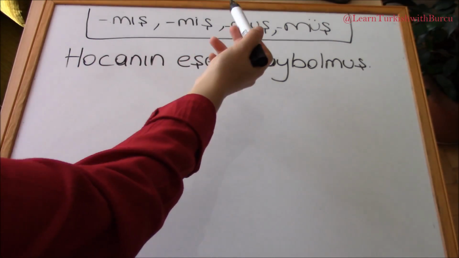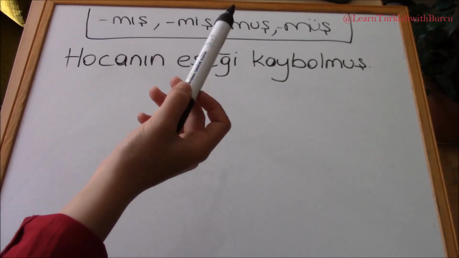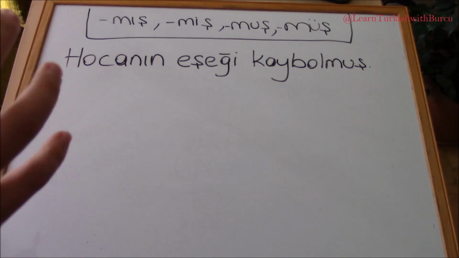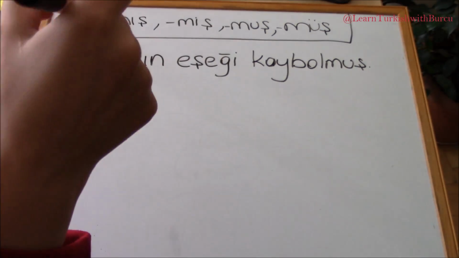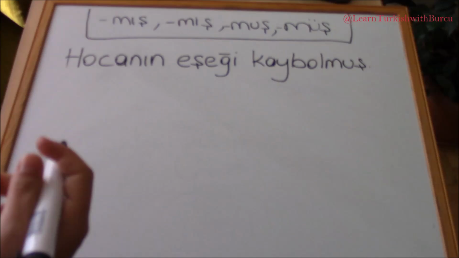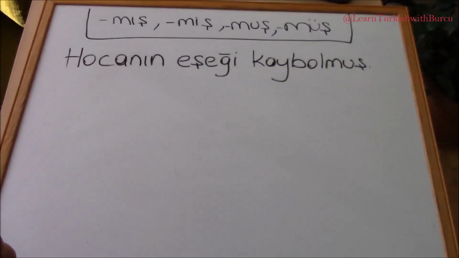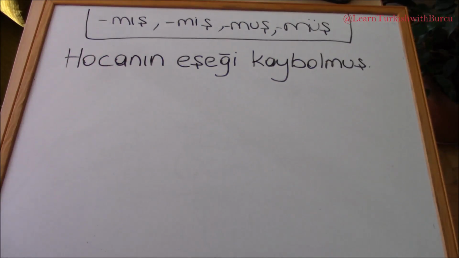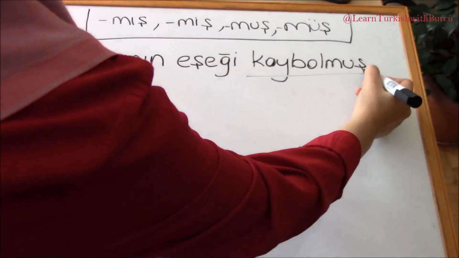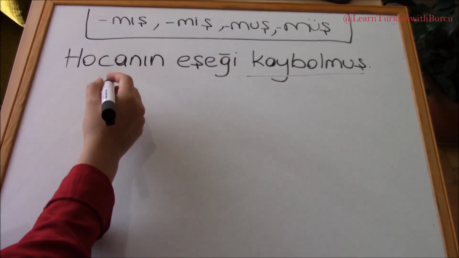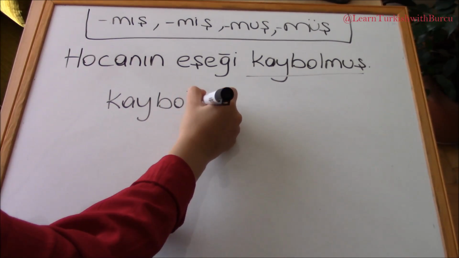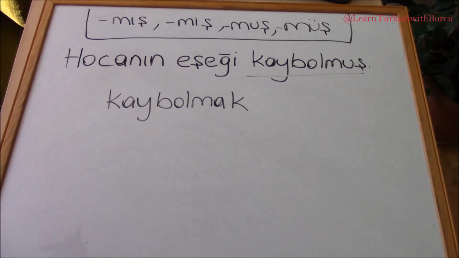These are the different variations of the same suffix actually. Just because of vowel harmony, we will choose one of them while we are adding them to the verb. Okay, you can see them clearly in the examples I'm going to give you now. The first example is from the story Hoca'nın eşeği: kaybolmuş. Our verb is kaybolmuş. Let's take our verb kaybolmak, to get lost, okay?